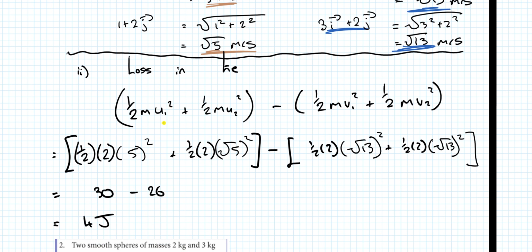So it's the kinetic energy initially minus the kinetic energy at the end, and then the modulus of that. Or you could take the kinetic energy at the end minus the kinetic energy at the beginning, and that would end up being a negative number, and you'd take the modulus of that also. So I'm just saying that you could do 26 minus 30 and you'd get minus 4, but you'd just take the modulus of that.